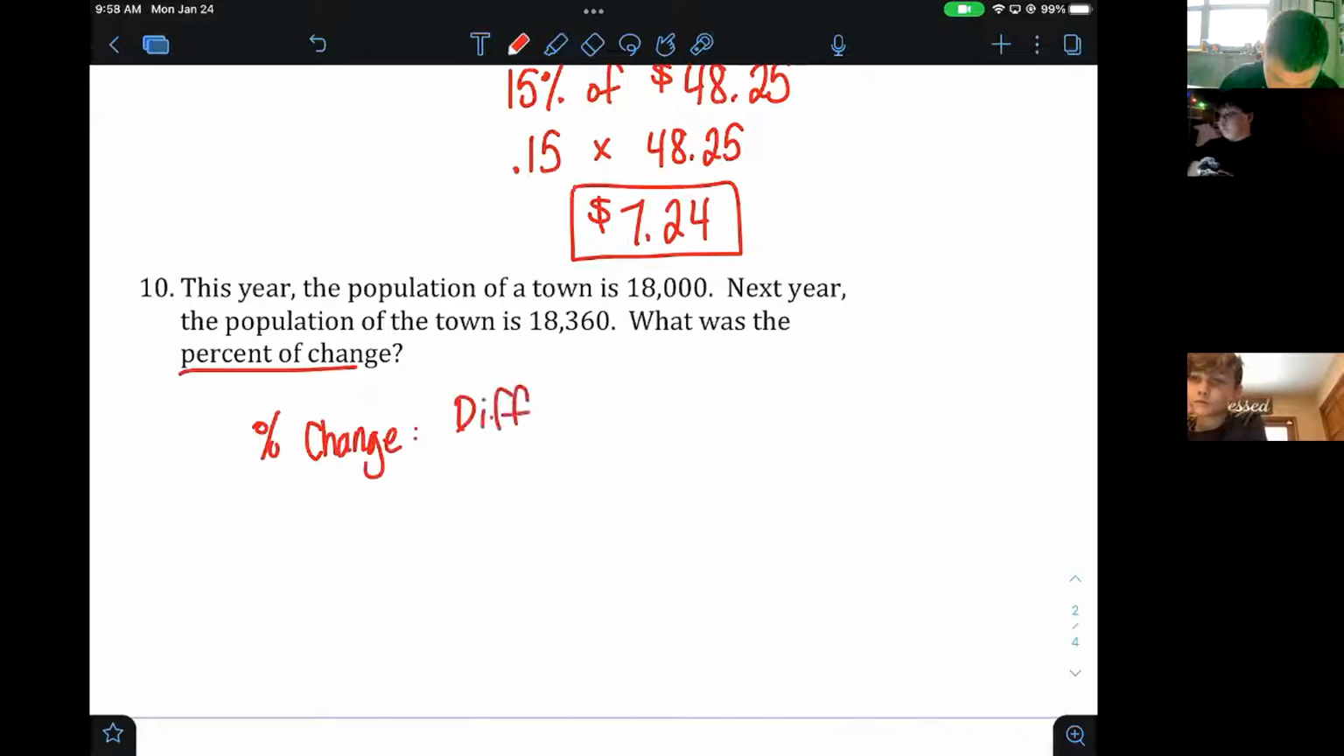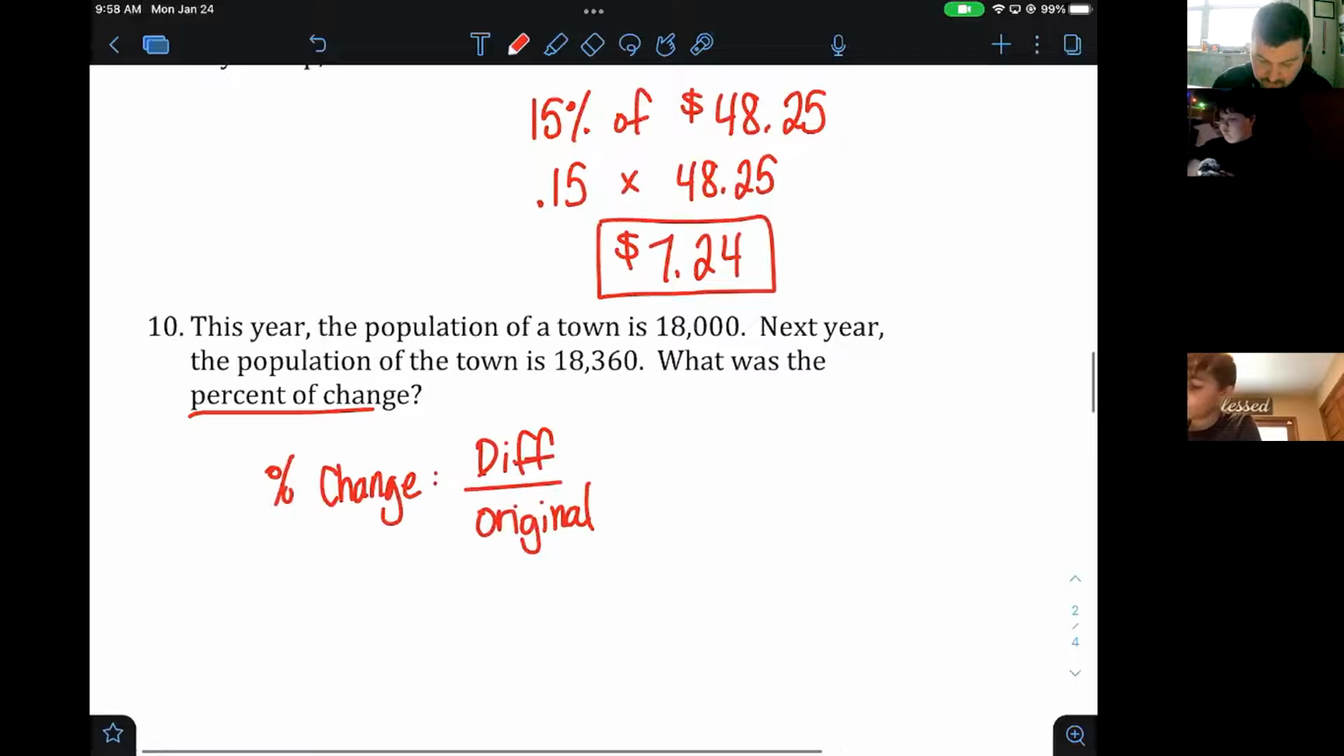difference over, and this one's original. Difference over original. We've already done percent error. That was difference over actual. Difference over original. So can someone tell me what the difference in those two populations is from one year to the next?